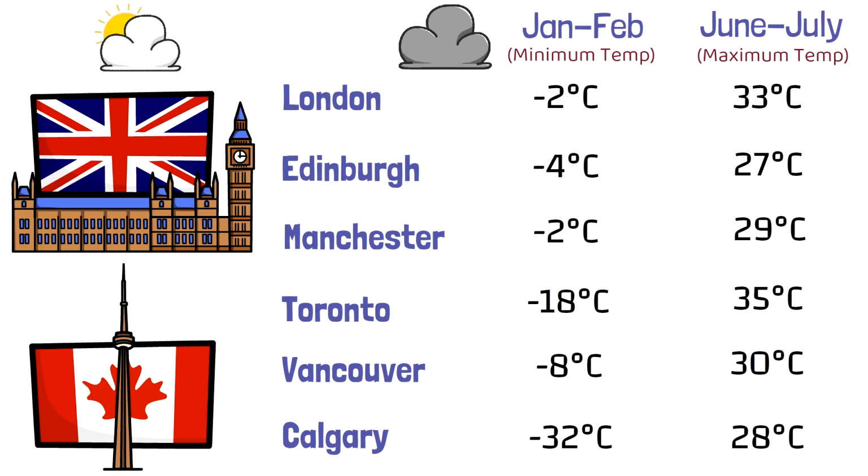Please notice that transition in London. You can see from -2 to 33 degrees. In Toronto it was from -18 to 35 degrees. So when you come to the Canadian cities, in the first few months it might be a little difficult for you to adapt, while in UK it is a lot easier.